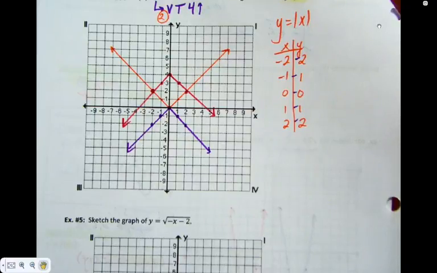Look away. Look back. Look at your original, look at your red. Did we flip it vertically and did we bump it up 4 spots? How are we doing so far? Good, good, good.